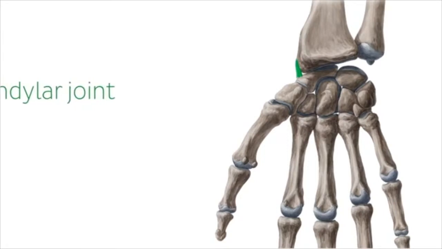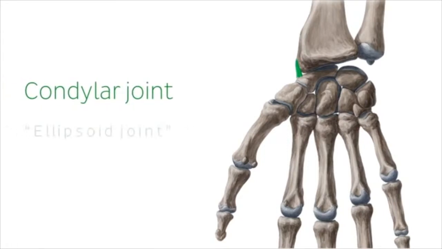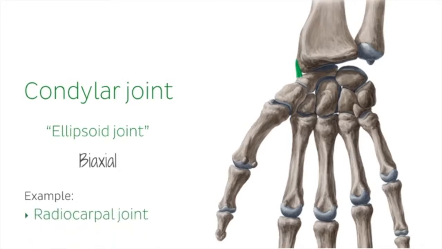The condylar joint, also known as the ellipsoid joint, is a biaxial joint that has 4 primary movements. And an example of this type of joint is the radiocarpal joint. And this joint, which is found at the wrist, permits independent radial or ulnar deviation, as well as flexion and extension of the hand. And just a note on the radiocarpal joint, the combination of these movements can give the false impression that it is a polyaxial joint.